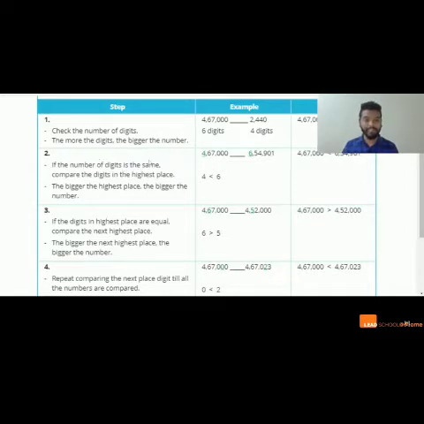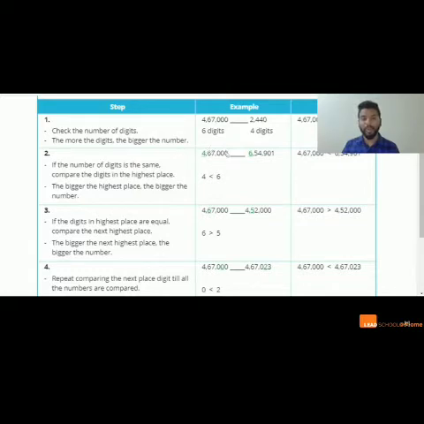Second step, what do we do when there are the same number of digits? If the number of digits is the same, compare the digits in the highest place. Let's look at these two numbers. How many digits do you see here? 1, 2, 3, 4, 5, 6. And in this number again I have 1, 2, 3, 4, 5, 6, 6 digits. Because they are the same, I will now compare the highest place value. My highest place value is on my leftmost side.